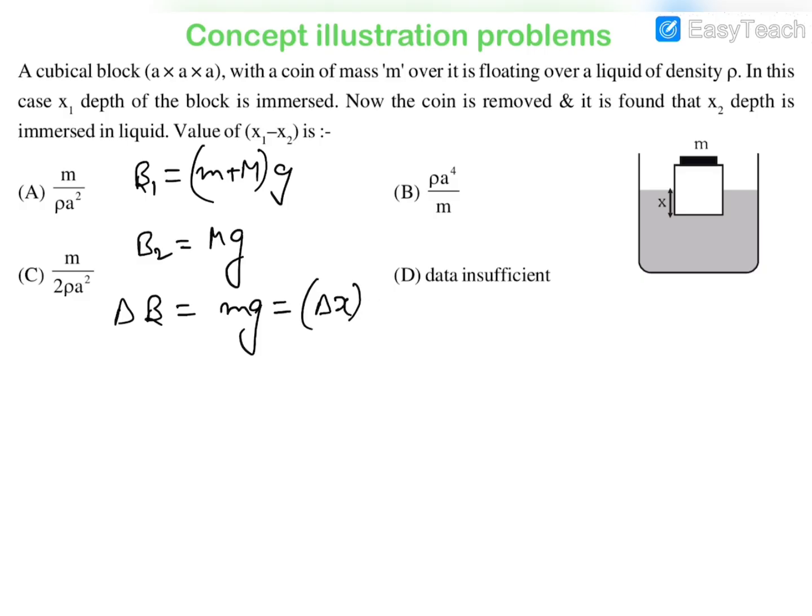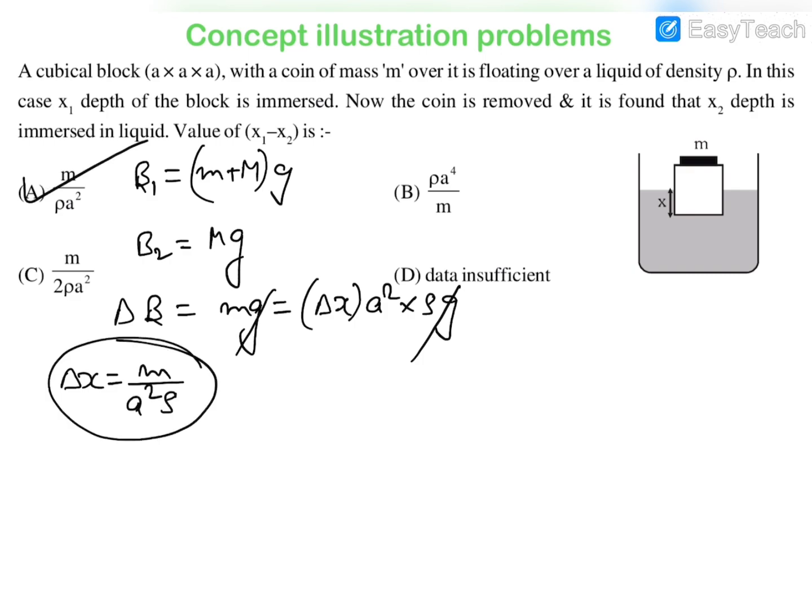Now the area of the base will be a square because the base is square, and into rho into g. So cancelling g with g, we can say that delta x will be equal to m upon a square into rho. So the correct answer will be option A. Now we move on to the next question.